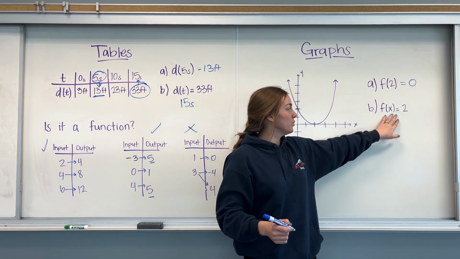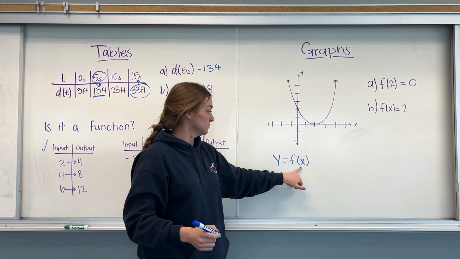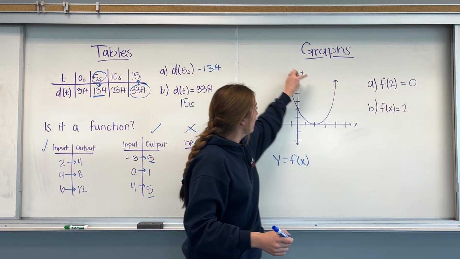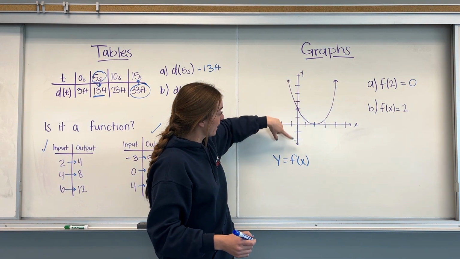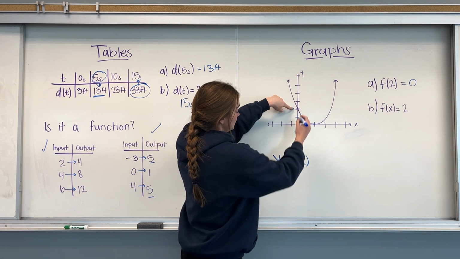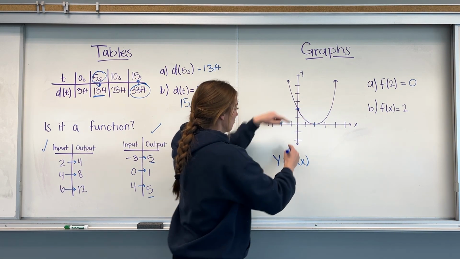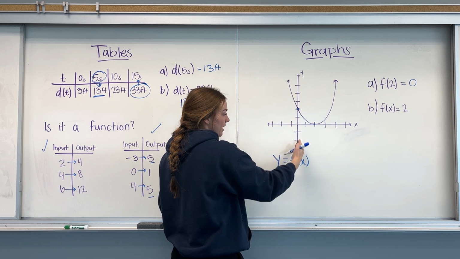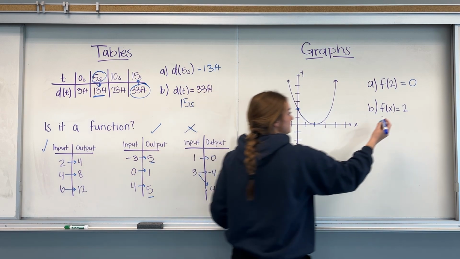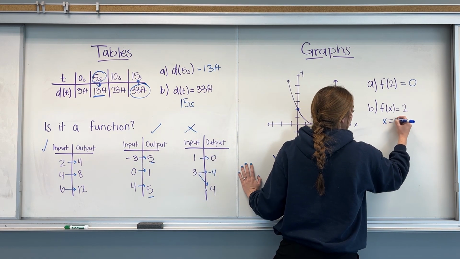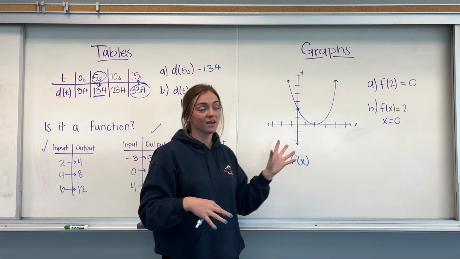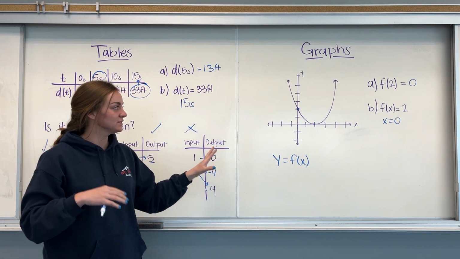Okay, well, what if our output, f of x, which is equal to y, is 2? We can find that on our output y-axis. So if we go up to 2 here, well, we didn't go very far in the right or the left direction. We stayed on the axis, so that is 0. So x equals 0. So that's how you evaluate graphs and tables. That's how you find the inputs and the outputs.